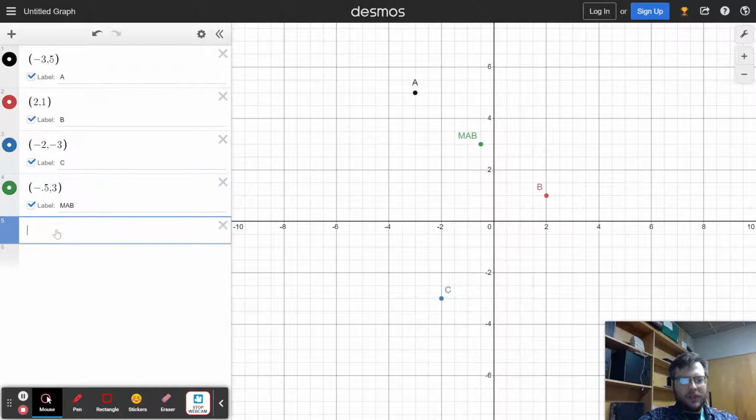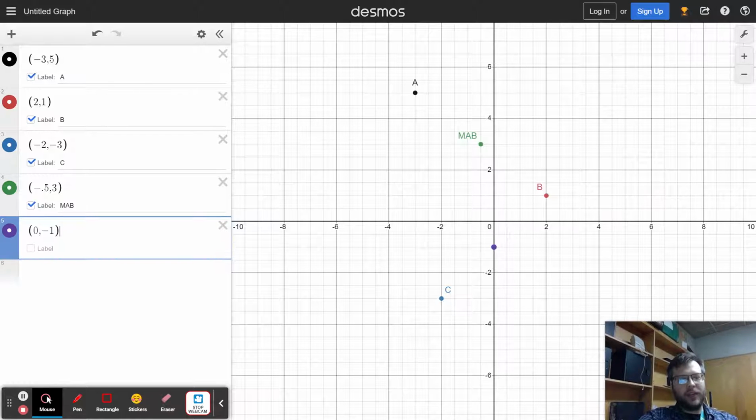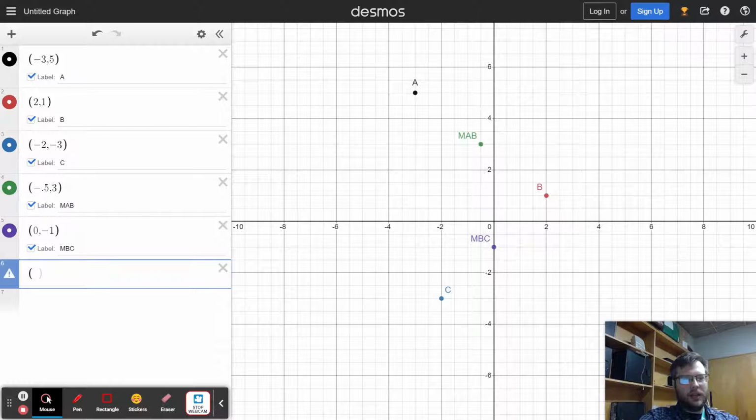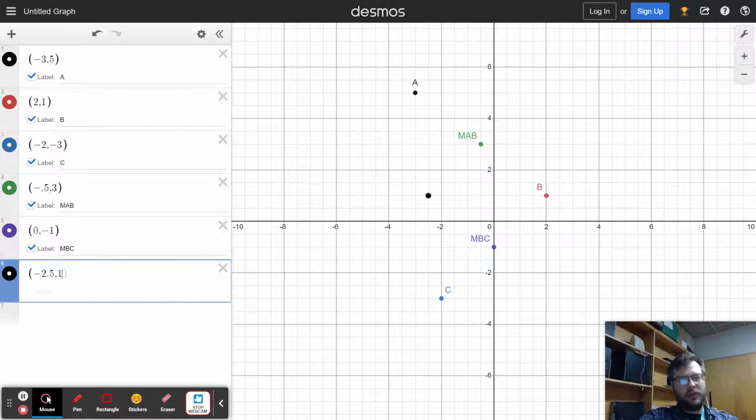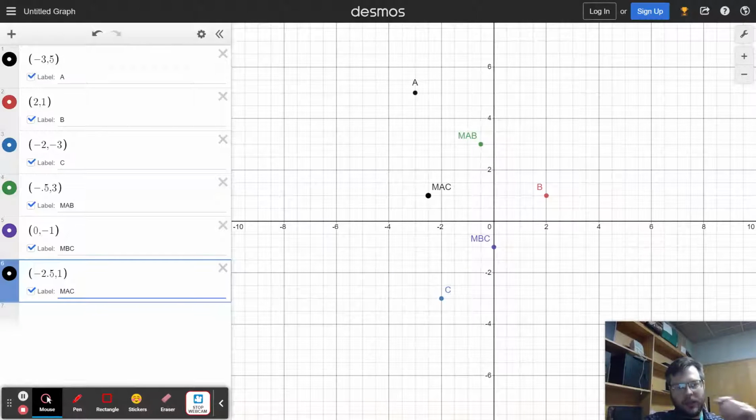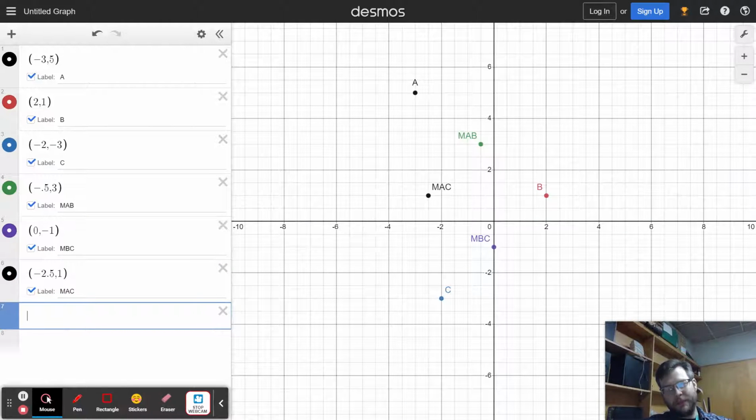All right, let's do the same thing for B and C. Between B and C, the x values add up to 0. The y values add up to -2. Cut that in half, I get -1. That's the midpoint of BC. Then I've got A and C. If you add up the x values of A and C, you get -5. Cut that in half, -2.5. Add up the y values of A and C, you get 2. Cut that in half, you get 1. And that's MAC, M-A-C. Now I have my midpoints.